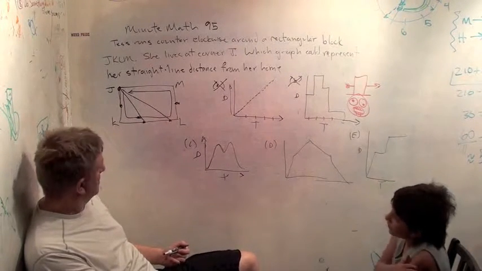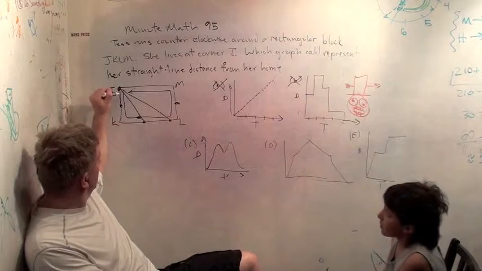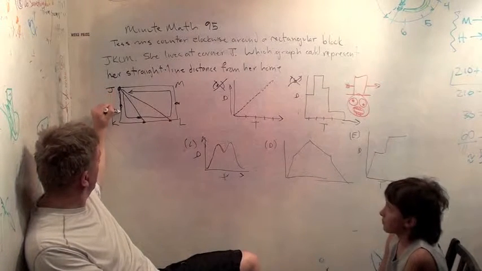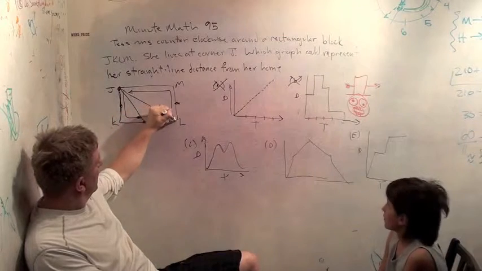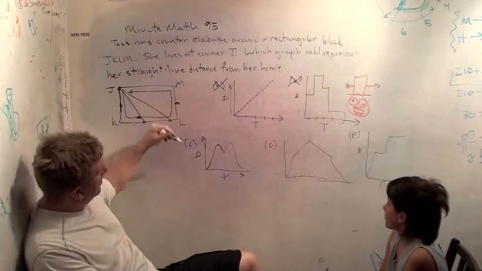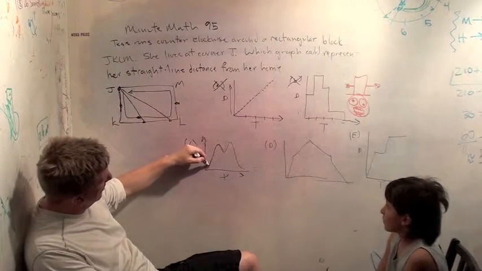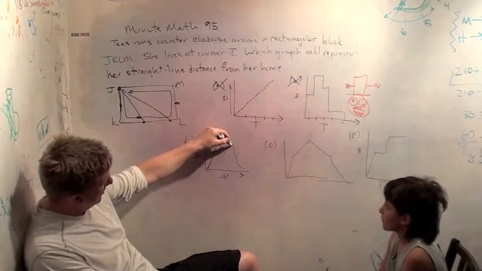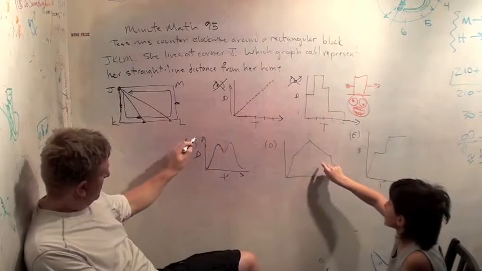I think at corner L. Corner L, yeah. So it looks like our graph should get farther and farther away, but then start coming around and get closer and closer. And it doesn't look like we should ever get farther and farther, closer and closer, farther and farther, closer and closer. This one actually looks right.